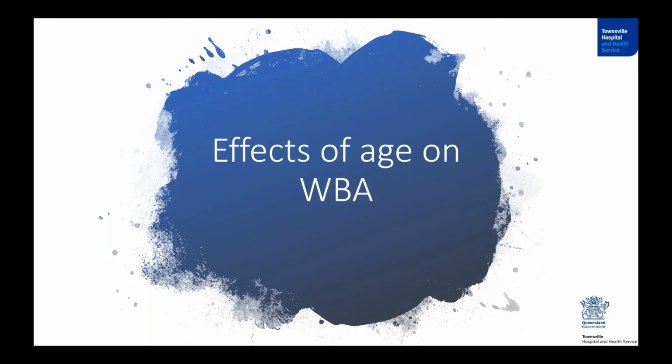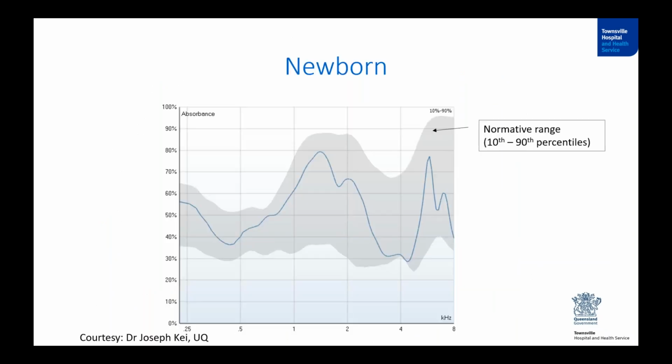The main one is the effect of age. When you see the absorbance pattern in a newborn, the absorbance is very high across the whole range. Compared to a normal adult, you can see there's nearly about 50% of energy absorbance in the low frequencies. It increases to about 70 to 80% in the mid frequencies, and again comes down. But still, it's much higher across the range in newborns.